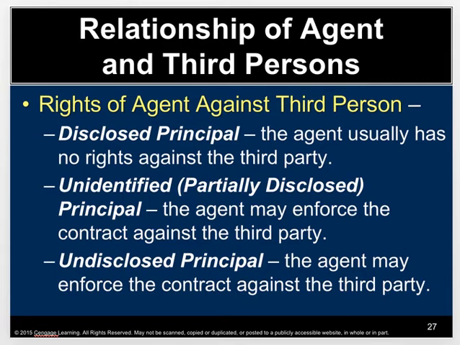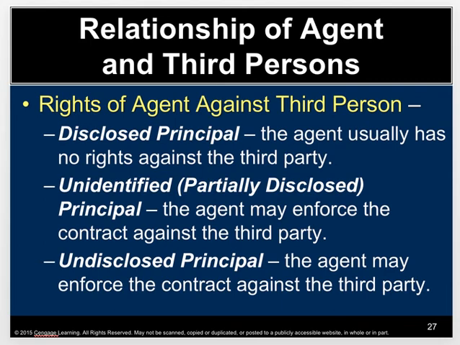So what are the rights of the agent against the third party? Well, if we have a disclosed principal, the agent usually has no rights against the third party. And that's pretty obvious, right? The third party knows that you're an agent, they know who the principal is, and every single act that you engaged in, you did it on behalf of the principal, and the third party knew it. And therefore, you have no rights against that third party. Any rights, any claims, any obligations, all belong to the principal.